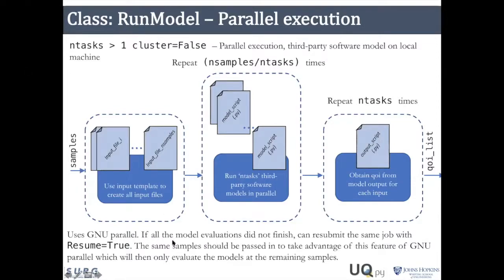Now GNU parallel has an option called resume. If all the model evaluations did not finish for some reason, GNU parallel allows resumption of the execution of the model. So we don't need to perform the executions of all these models again. So this option is also supported in RunModel. This is an input to the RunModel class. So the way to use it is the same samples have to be passed in, and again, the same command has to be executed, but by setting resume equal to true.